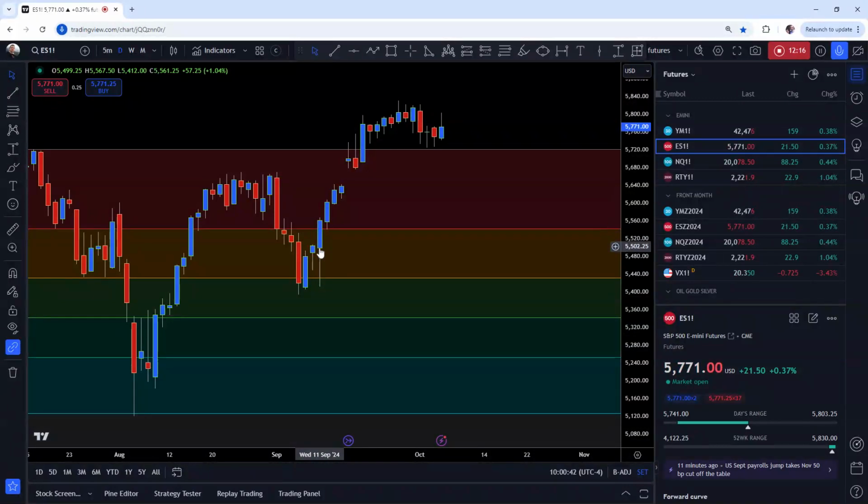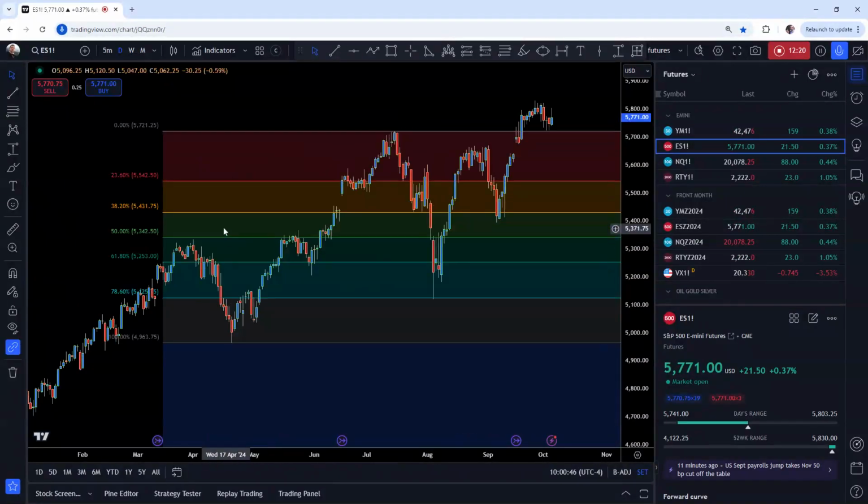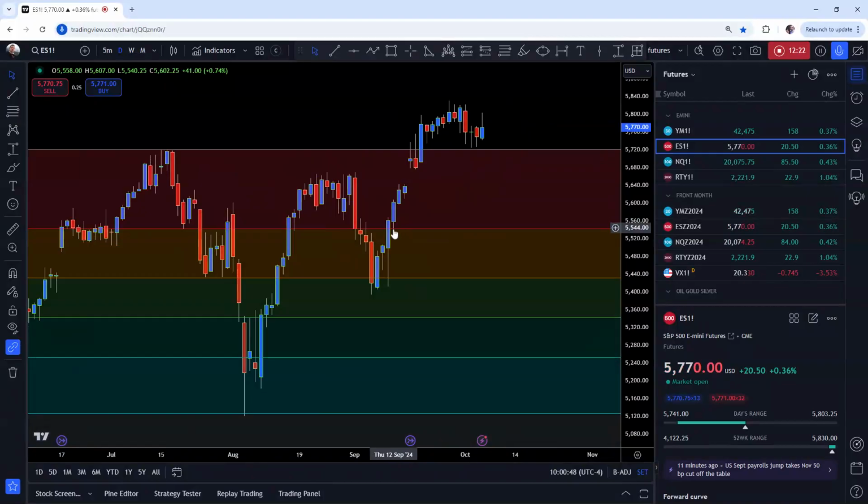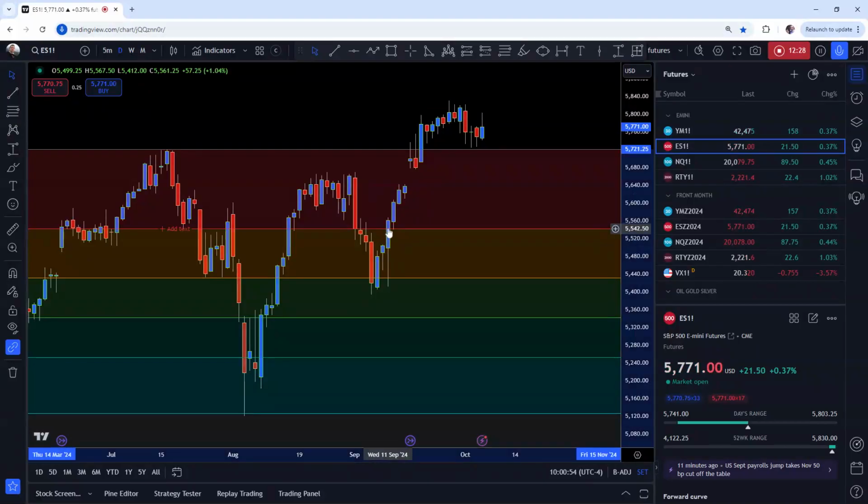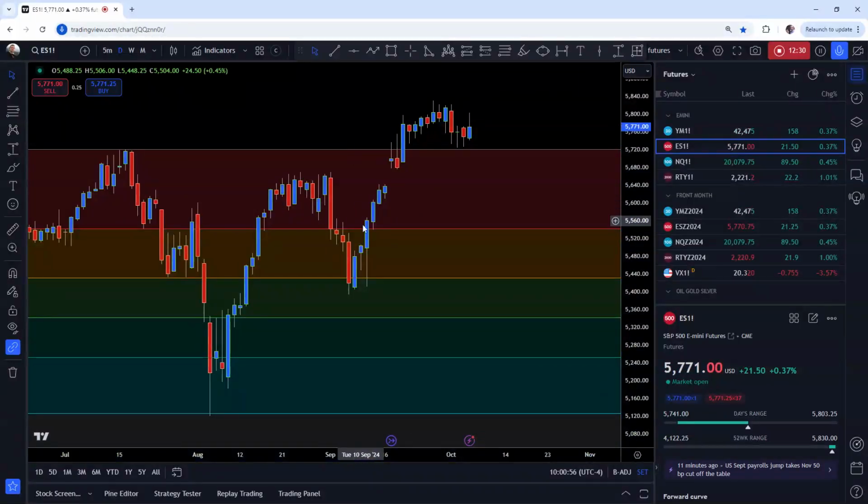But again, the bigger the rejection, the more probability on your side. So like this candle right here, you could see it rejected the 38% level, then it rejected the 23% level. So this is a strong buy signal. You do not want to miss that because that is the signal.